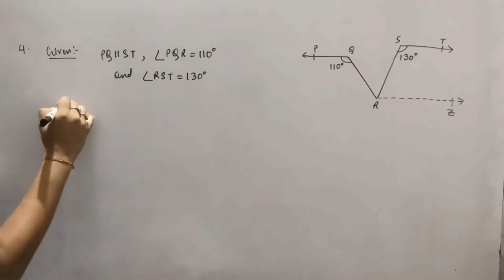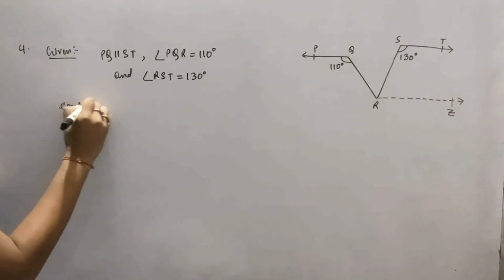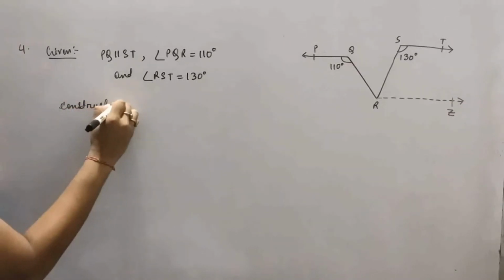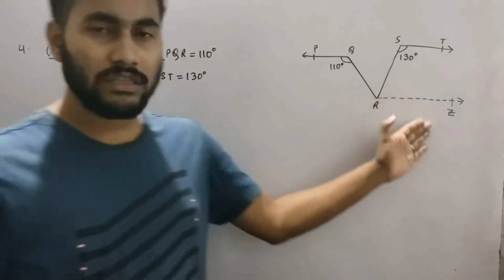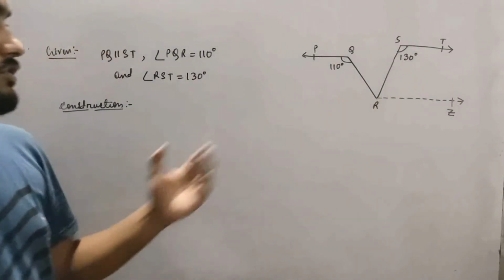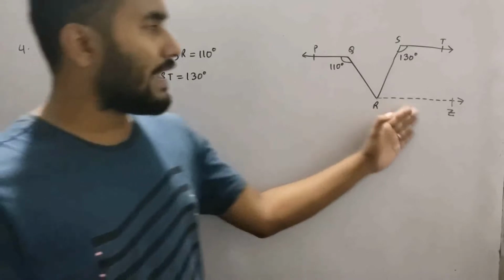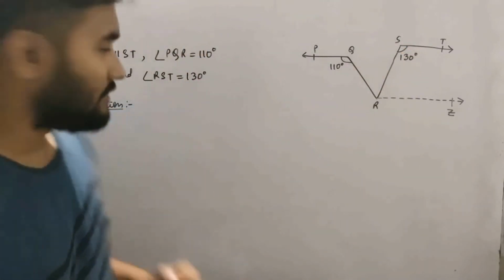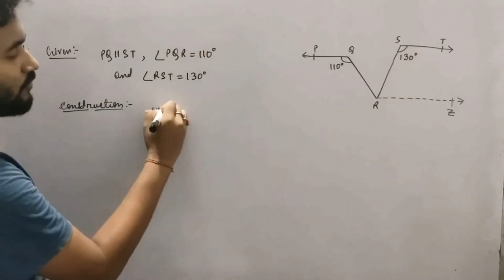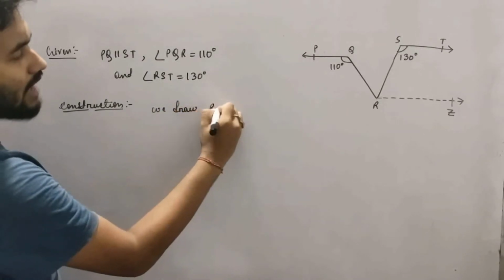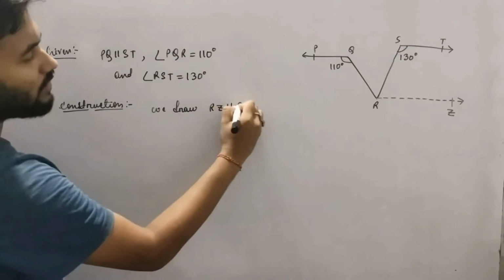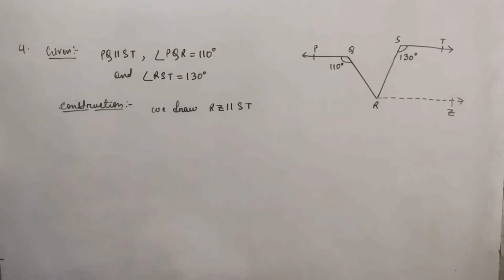So now over here you write construction. What should we write in construction? Whatever extra you have drawn in the diagram, that you have to write in construction. So what have we done? We have drawn a line which is parallel to ST. So we draw RZ parallel to ST. Okay. So now let us solve the question.